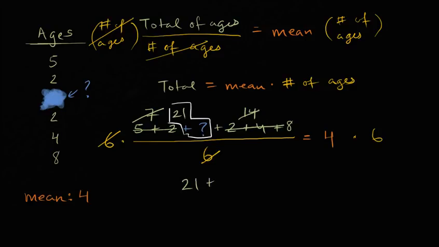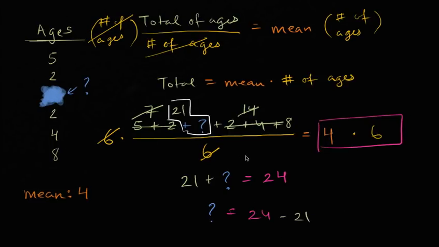21 plus this question mark, the thing that we're trying to solve for, the missing number, is going to be equal to 4 times 6. Well, what's 4 times 6? That's 24. And so what's the question mark? 21 plus what is equal to 24? And you might just say, well, it's going to be 3. Or if you want to, you could say question mark is going to be equal to 24 minus 21, which is, of course, 3.